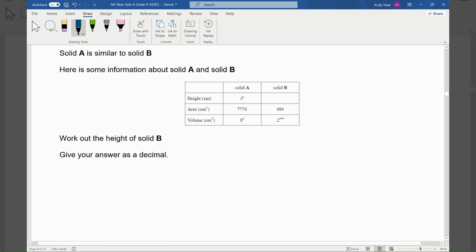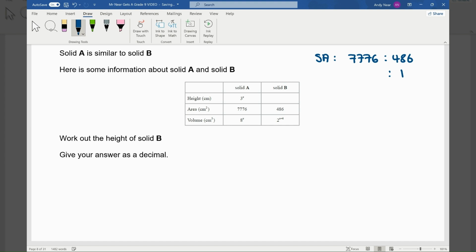So 2 similar solids, A and B, and we've been given some information about them. Now the key information we're given here is about the surface area. So the surface area of A is 7776 and B is 486. So if I divide both sides by 486, it happens that this is 16, which is lovely because that is 4 squared and this is 1 squared.